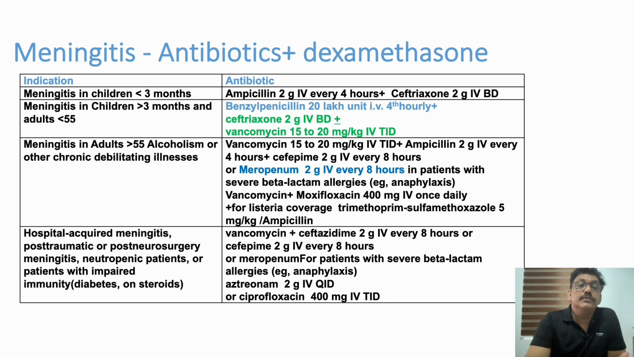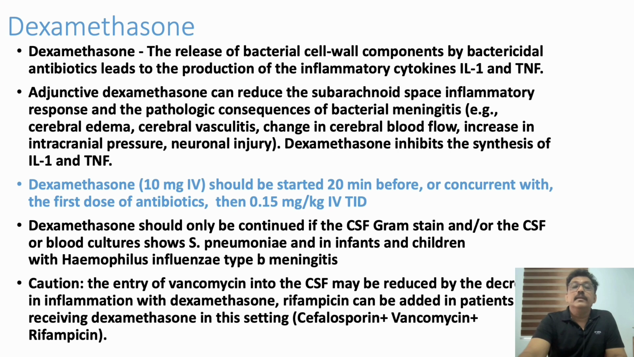Otherwise, for most meningitis you require only ceftriaxone, or crystalline penicillin with ceftriaxone, or vancomycin with ceftriaxone. Most of the international guidelines say you go for vancomycin with ceftriaxone. If you are suspecting listeria meningitis in an elderly individual, then add ampicillin to the regimen.